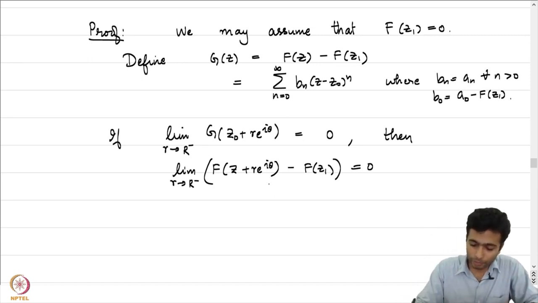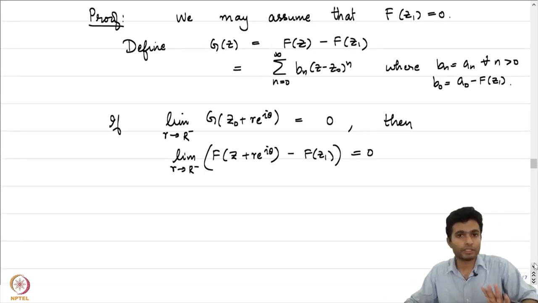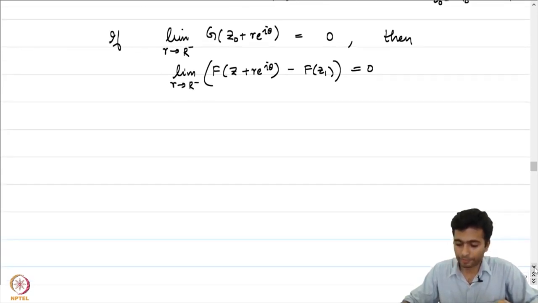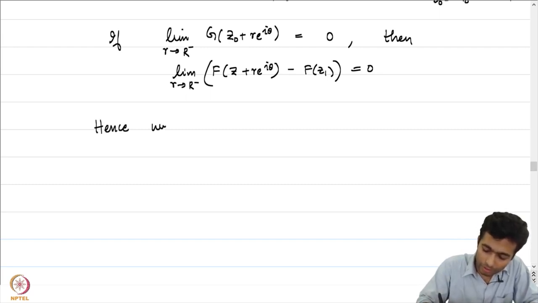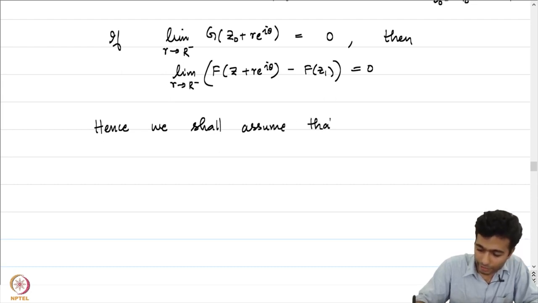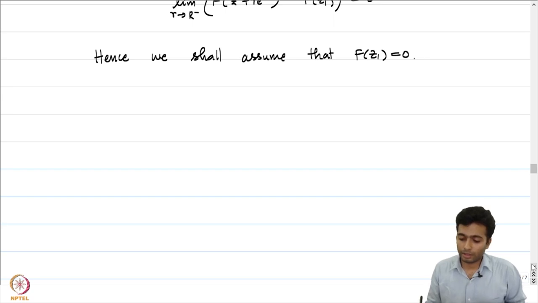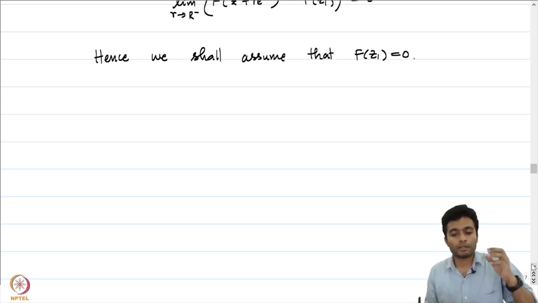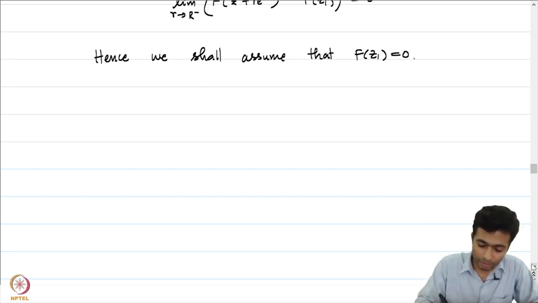So if we prove the result with the extra assumption that f of z1 is equal to 0, then we are still good. We have indeed proved it in the general setting. So from now on we shall assume that f of z1 is equal to 0. Let's do some further reductions. We will next show that we can assume z0 to be itself equal to 0.